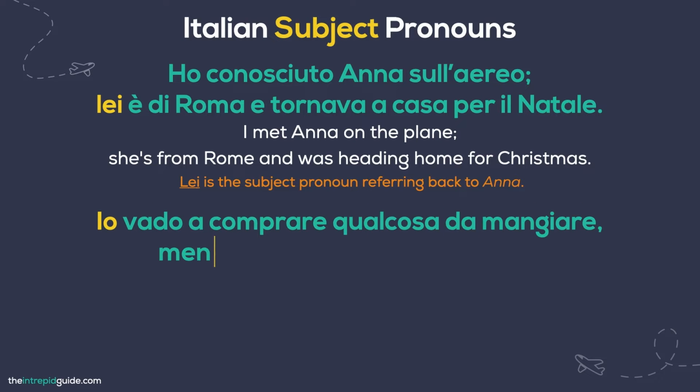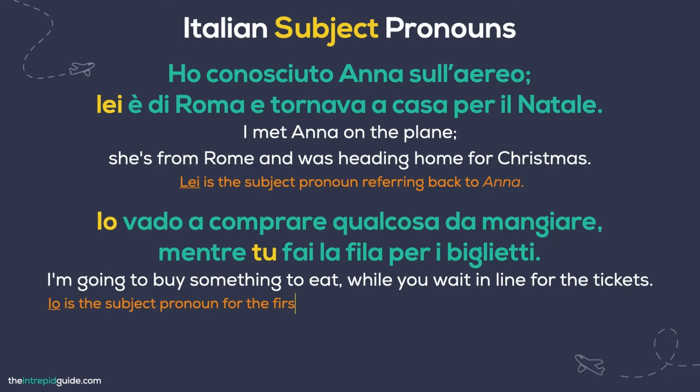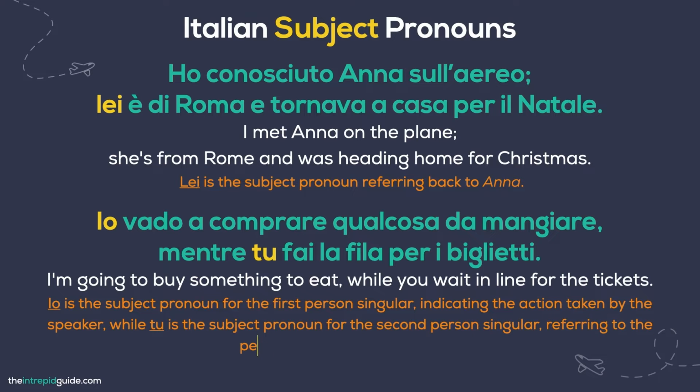Io vado a comprare qualcosa da mangiare, mentre tu fai la fila per i biglietti. I'm going to buy something to eat while you wait in line for the tickets. Here, io is the subject pronoun for the first person singular, indicating the action taken by the speaker, while tu is the subject pronoun for the second person singular, referring to the person the speaker is talking to.